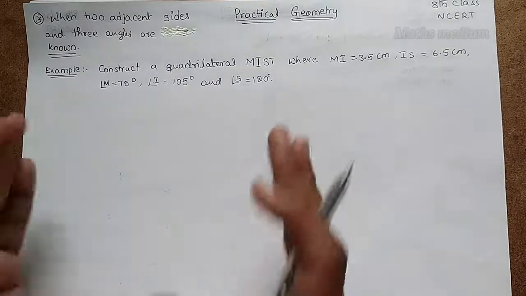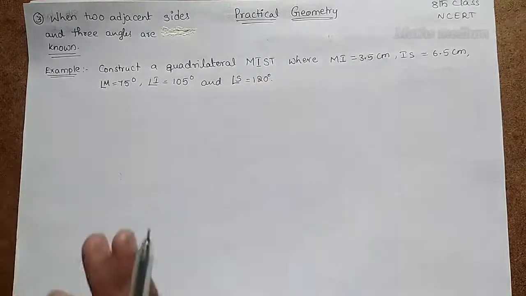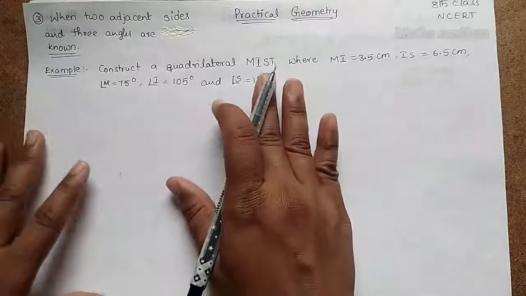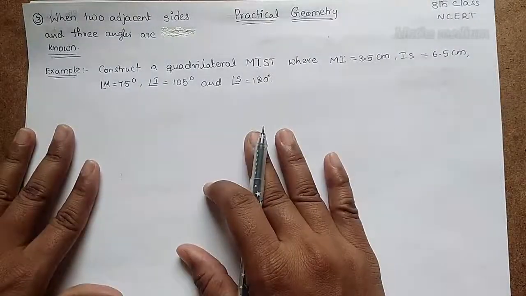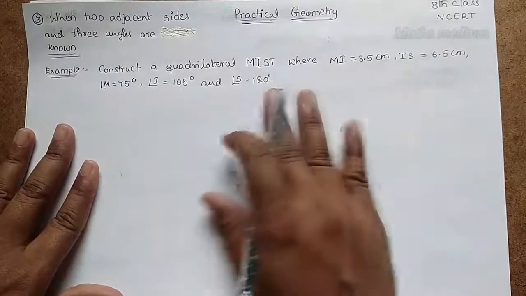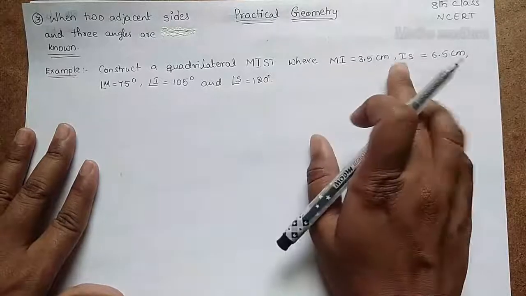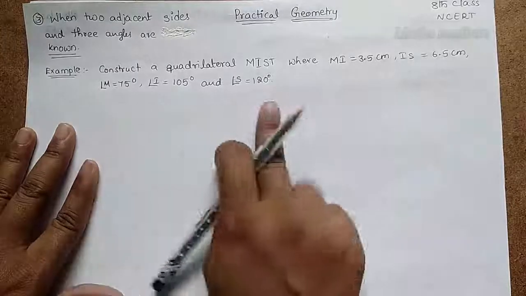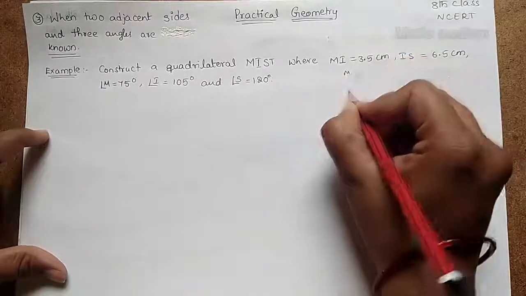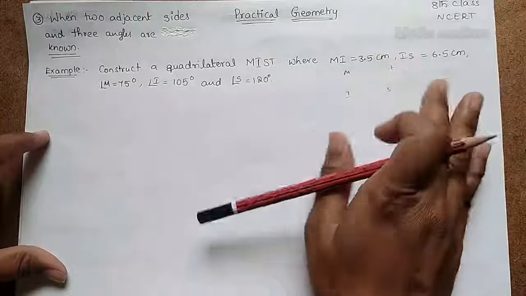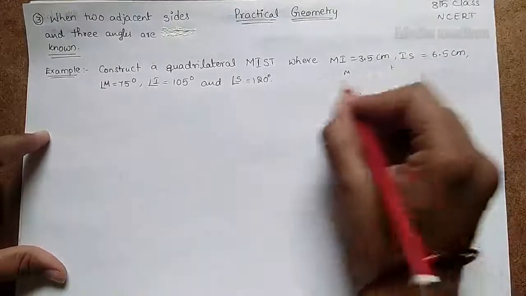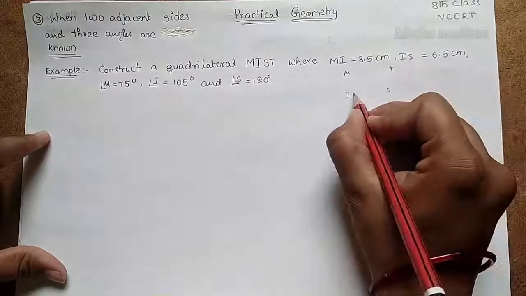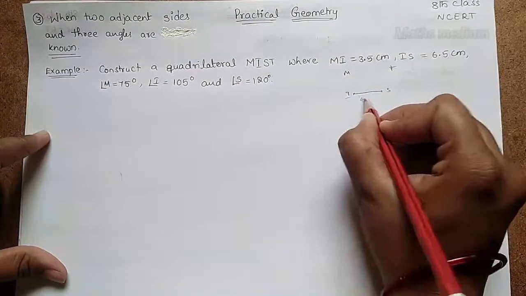Before going into the construction of quadrilateral MIST, we have to make a rough sketch of this. Then we will get a better picture of the quadrilateral. So let's move into the rough sketch of the quadrilateral MIST. Take here MI and IS. Here 2 sides, those are adjacent sides, and 3 angles. So MIST, let it be just a quadrilateral. Here we have MI. So this is M, this is IS. So let the base IS be 6.5 centimeters.